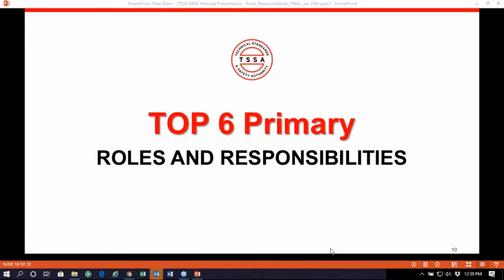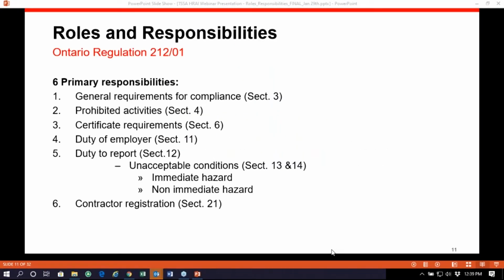So I'd like to now just move on to the key focus of today, which is to look at the primary roles and responsibilities. This is intended to clarify contractor and certificate roles, and really at a high level go through the 6 regulatory responsibilities that our certificate holders and contractors have today.